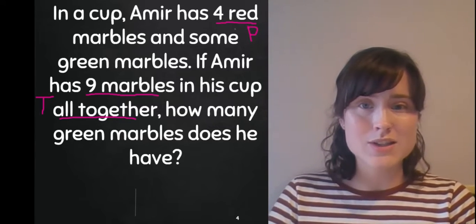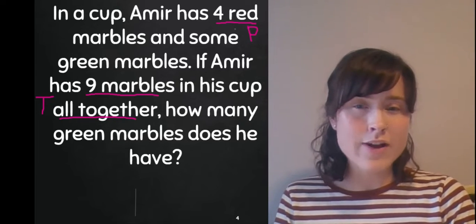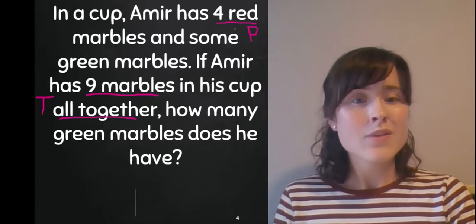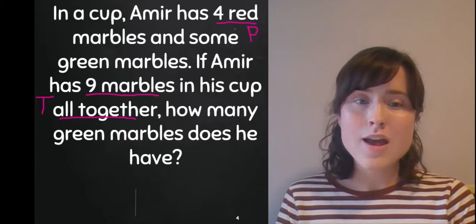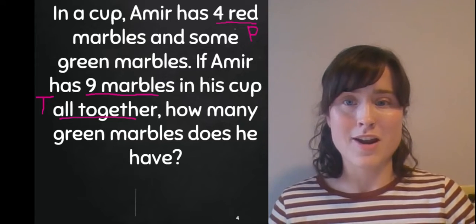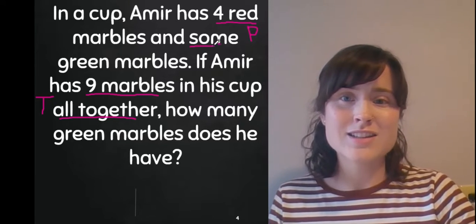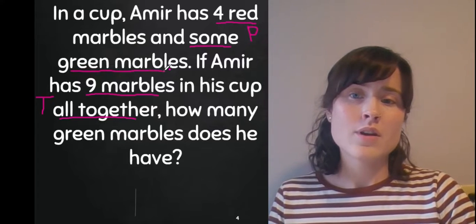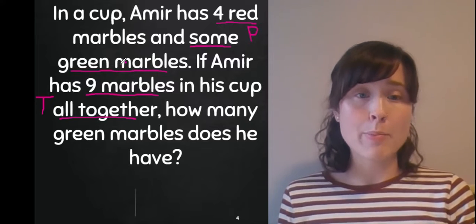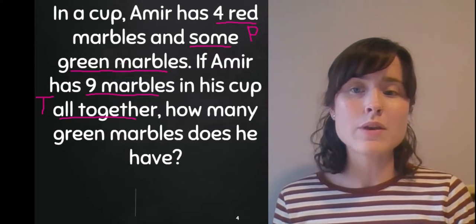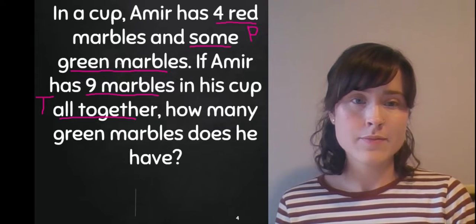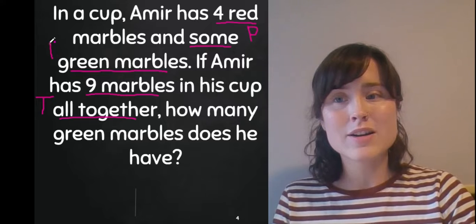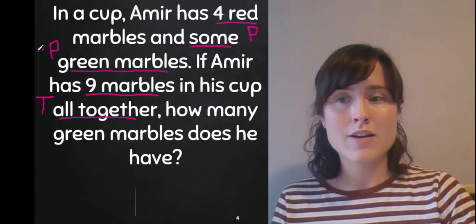So now we need to ask ourselves, what are we trying to find out? Good. We're trying to figure out how many green marbles Amir has. It just tells us he has some green marbles. So will those green marbles be a part of his marbles, or will they be the total altogether? Good job. Those will be another part. So I'm going to label P for part.